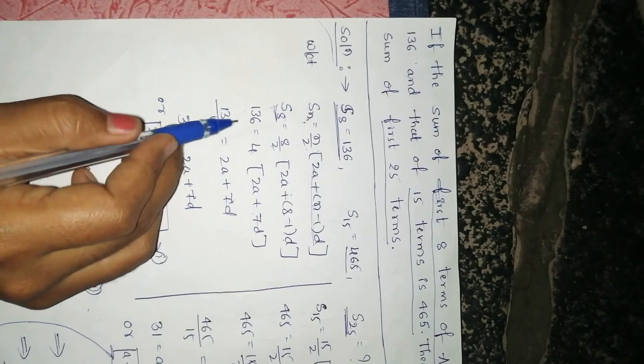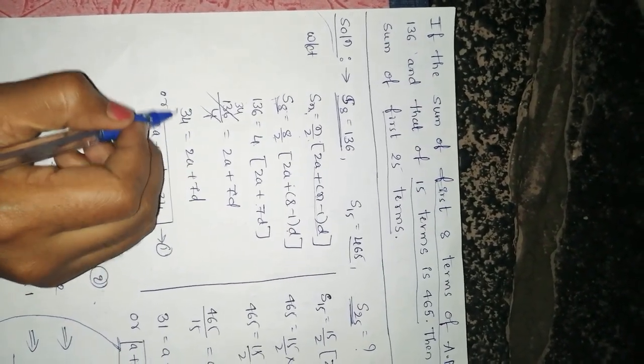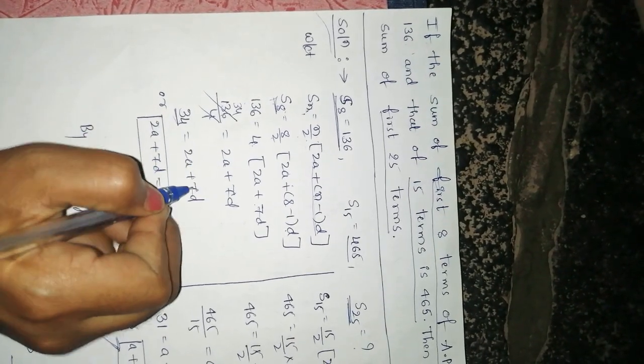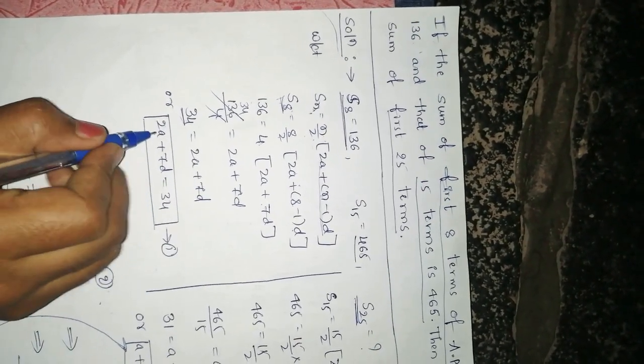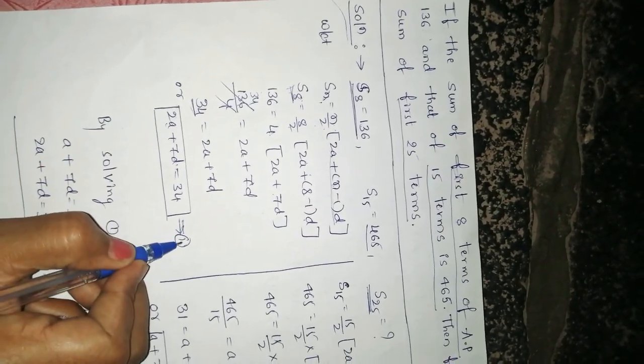Four ones are 4, four threes are 12, four fours are 16, therefore you have 34 is equal to 2a plus 7d. Or we can rewrite it as 2a plus 7d is equal to 34. Say it is equation number 1.